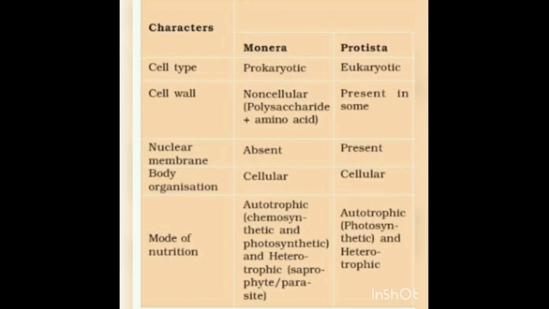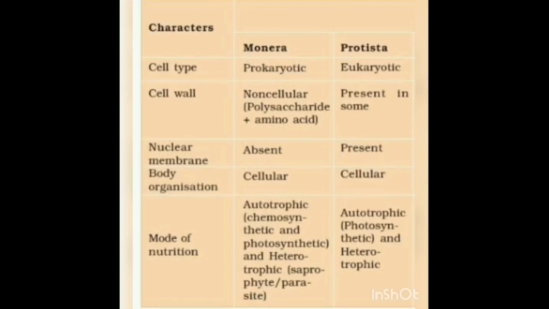So the cell type in Monera is prokaryotic. What is meant by prokaryotes? Prokaryotes means the organisms which do not have a well-defined nucleus. And eukaryotes, karyo means nucleus, so eukaryotes means the organisms which have a well-defined nucleus. And what about the cell wall? The Monera are non-cellulosic. But in Protista, the cell wall is present in some.